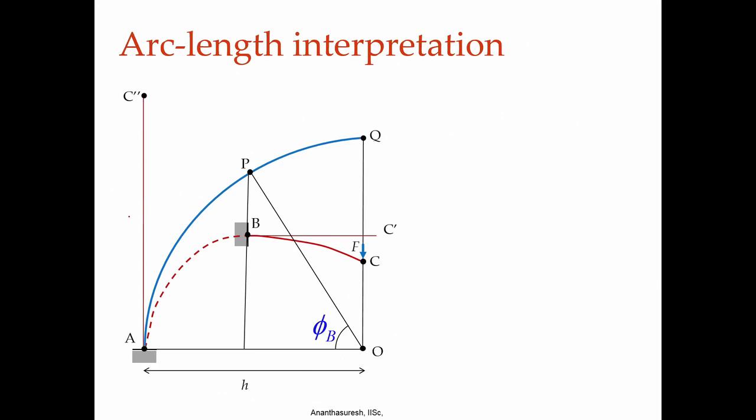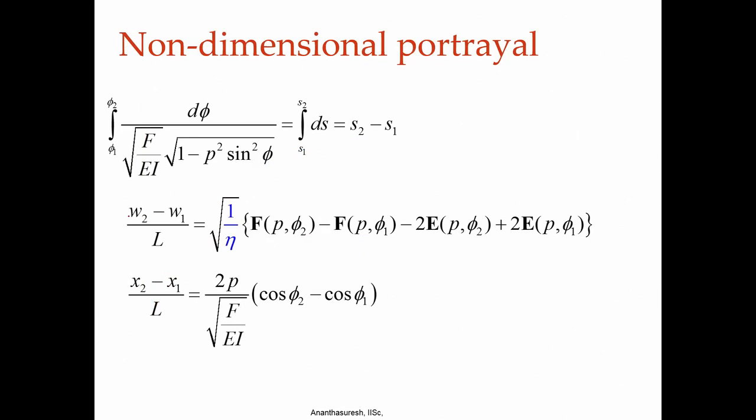Now, with the arc length interpretation, for any other point I take, if I go from phi 1 to phi 2, then W 2 minus W 1 by L is what I get. I can go from phi 1 to phi 2 with both elliptic integrals, the first kind capital F and the second kind E. Likewise, the horizontal x 2 minus x 1 by L is 2 p by the square root of f by E I, cosine phi 2 minus cosine phi 1. So, we are able to get any length.